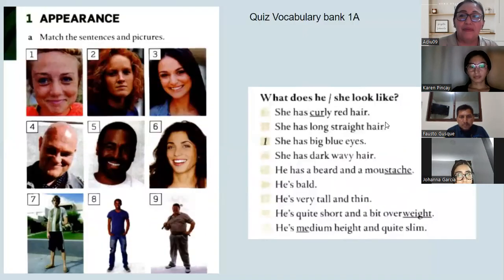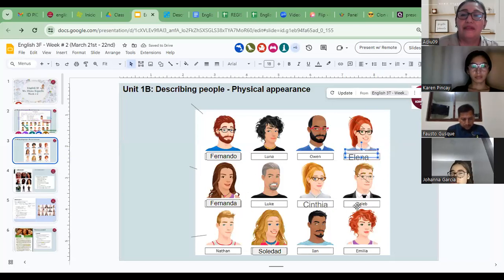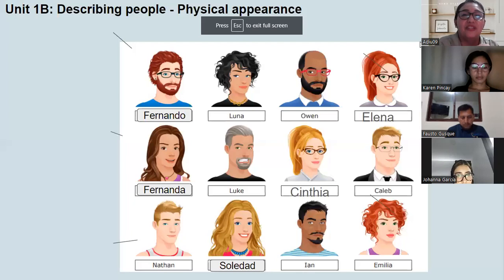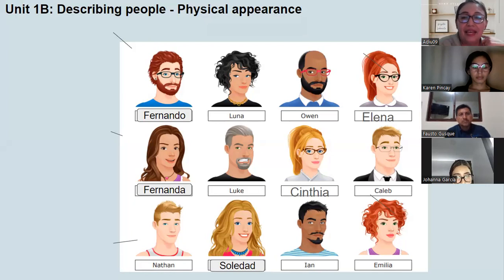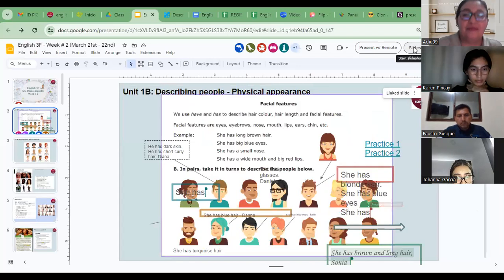So we have more people. Let me see. So this is Elena. And we have Owen, Luna, Fernanda, Luke, Cynthia, Caleb, Nathan, Soledad, Ian, and Emilia. So I want you to do the same in here. You can choose one of them: Fernando, Fernanda, Cynthia, Ian, Emilia, Elena. And then I want you to try to describe them. Okay? Go ahead. We're going to do this before we try other practices on Moodle.